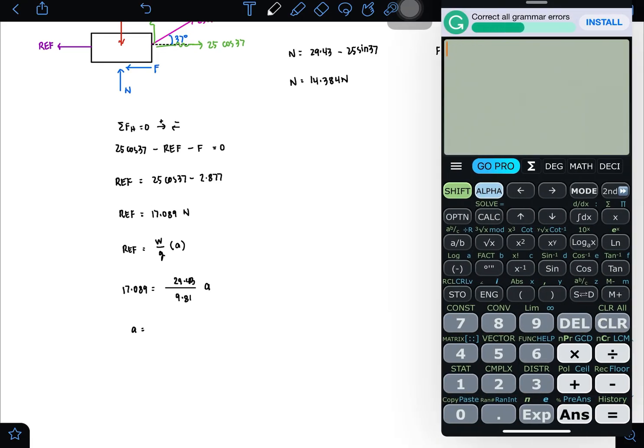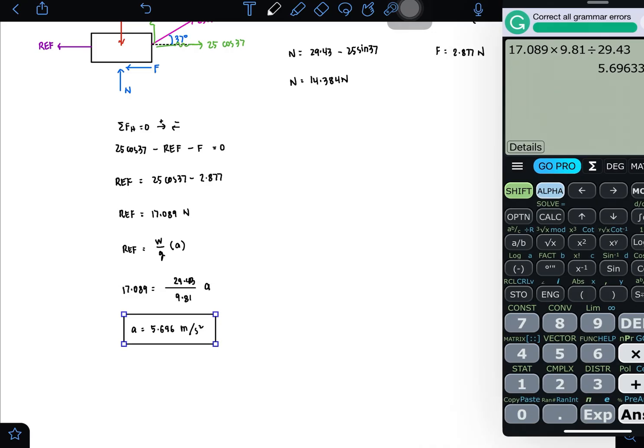So that's going to be 17.089 times 9.81 divided by 29.43. I'm doing the cross multiply. So that is 5.696 meters per second squared. So this is our example.